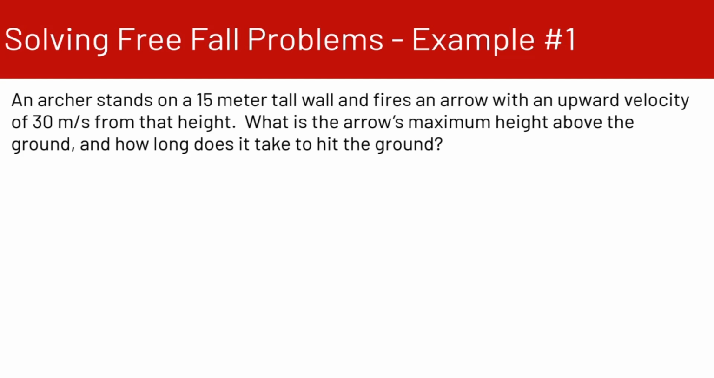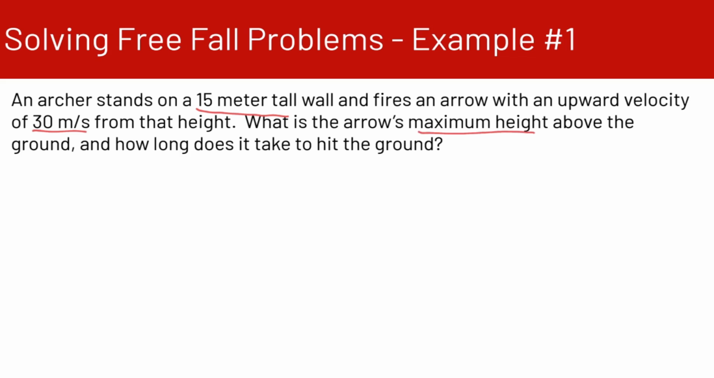All right, let's start with problem number 1. This is not an AP question. This is just a regular free fall problem. An archer stands on a 15-meter tall wall and fires an arrow upward with an upward velocity of 30 meters per second from that height. What is the arrow's maximum height above the ground, and how long does it take to hit the ground?